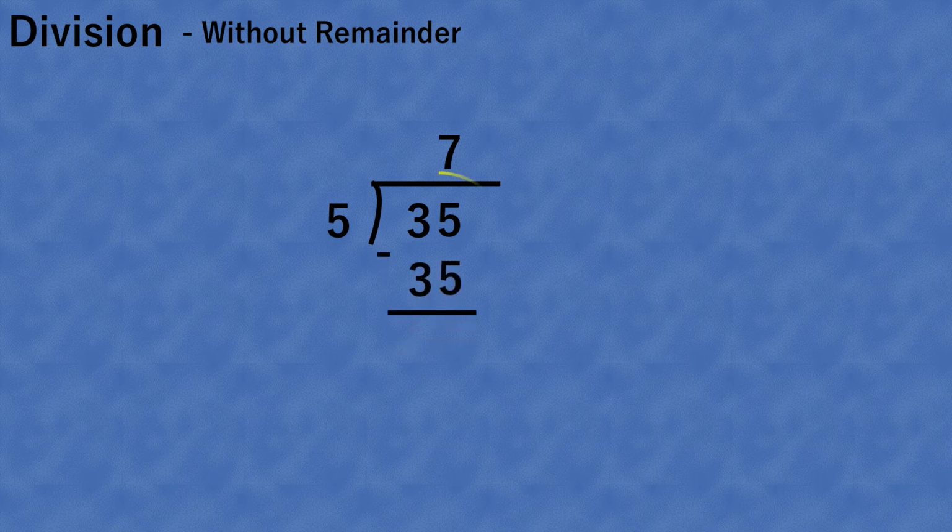Subtract them now. 35 minus 35 equals 0. So 35 divided by 5 equals 7.